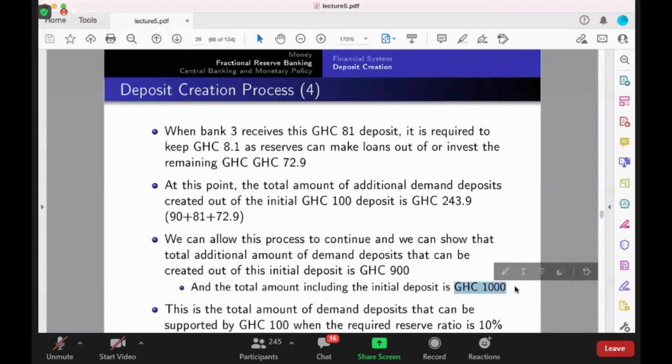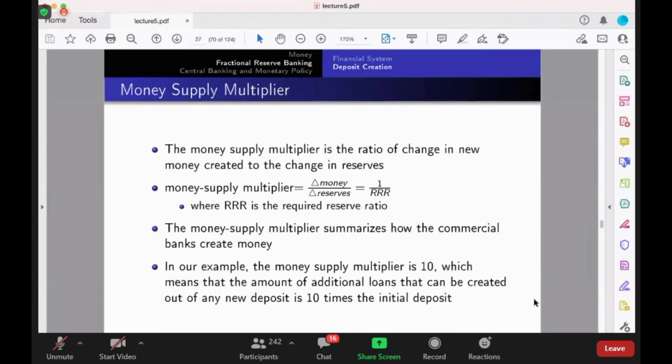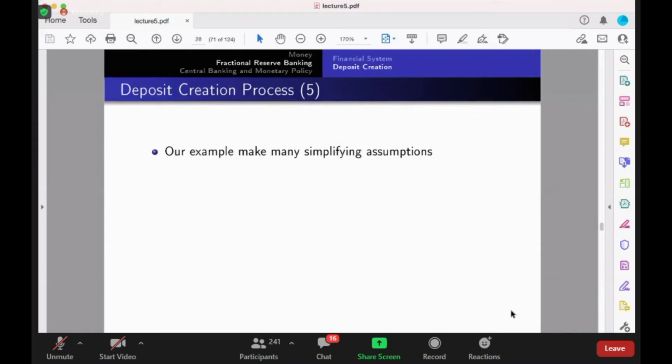So for you to know how much money will be made out of the deposit creation process, all you need to do is calculate the money multiplier. You don't need to take these balance sheets one after the other. If you multiply the money multiplier by the initial amount that was deposited, you get the total amount of money that will be made out of the deposit creation process.